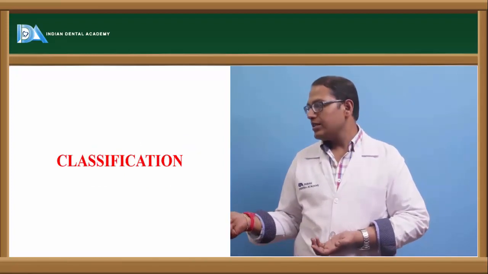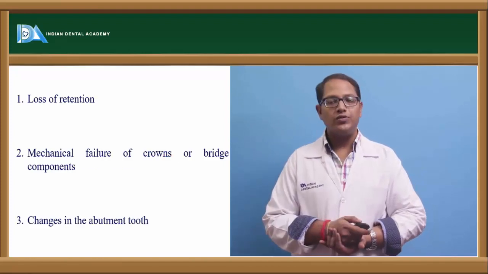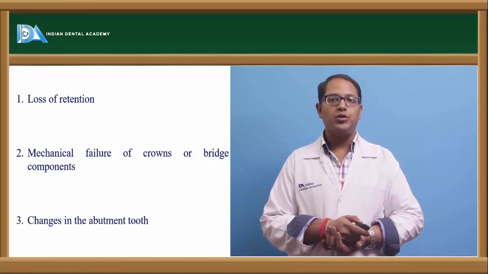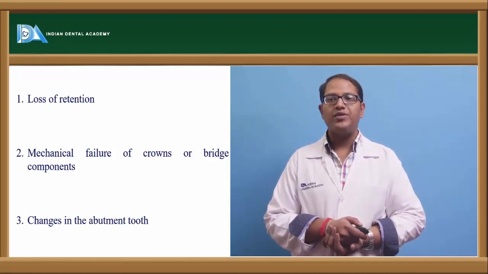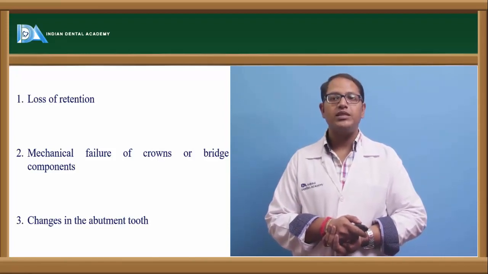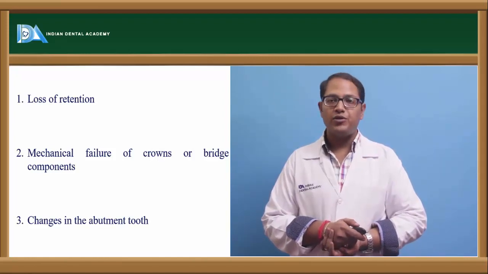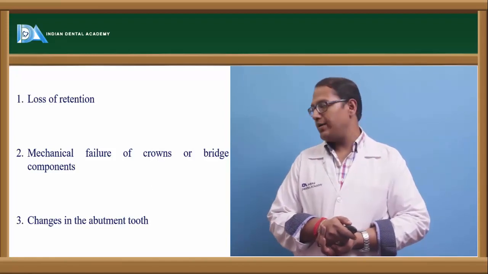So the classification as given by Bernard Smith is loss of retention, and mechanical failure of crowns or bridge components. What all can happen in that? A porcelain fracture can take place, fracture of shoulder joints can take place, distortion can happen, occlusal wear and perforations can take place. Lost facings can also happen.